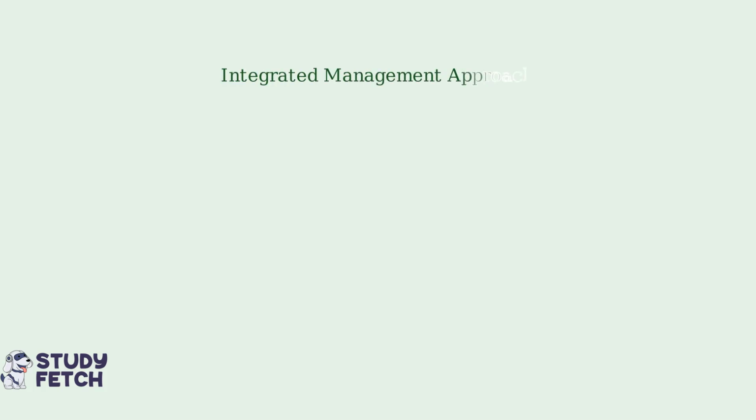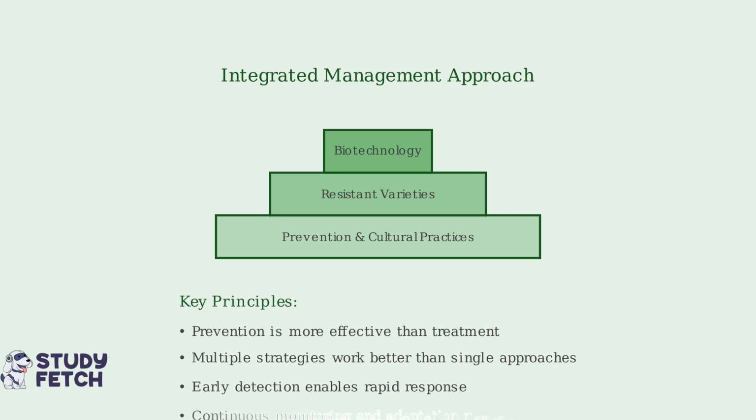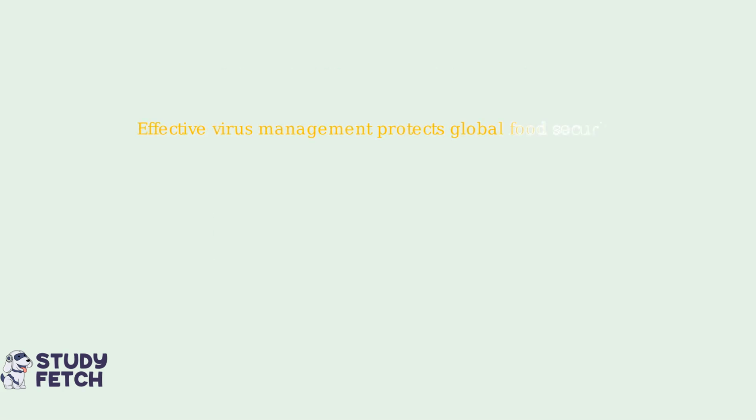Successful virus management requires an integrated approach, combining traditional and modern strategies. Prevention remains the foundation, with resistant varieties and biotechnology providing additional layers of protection. Early detection and continuous monitoring are essential for long-term success. Through integrated management strategies, we can significantly reduce the economic impact of plant viruses and protect global food security for future generations.